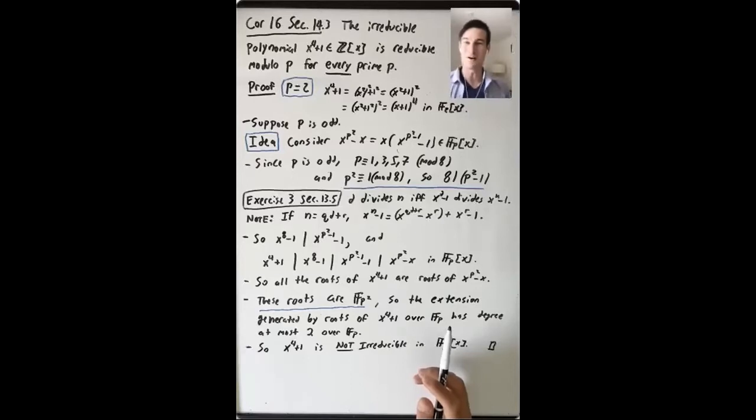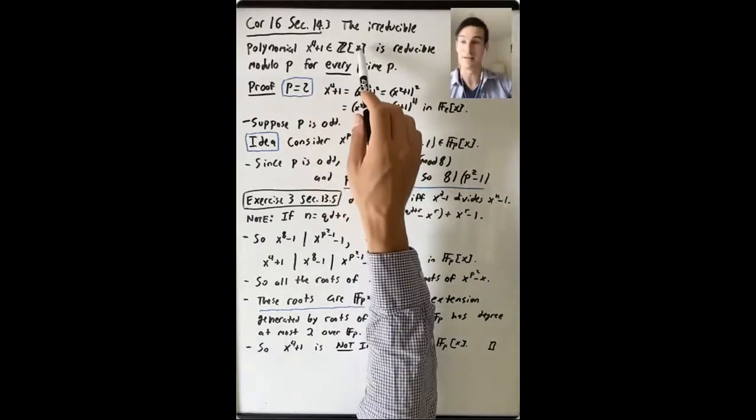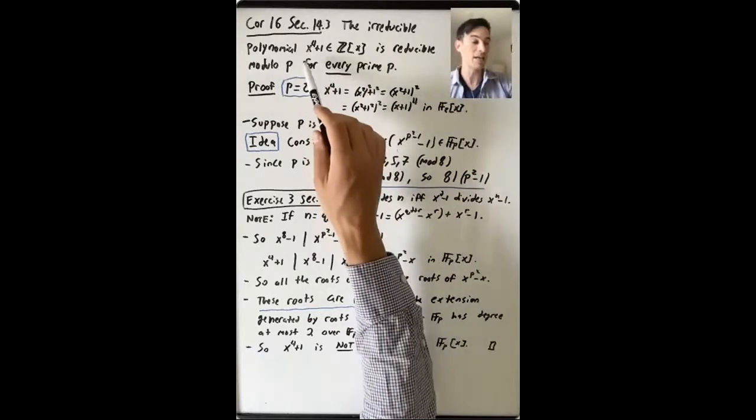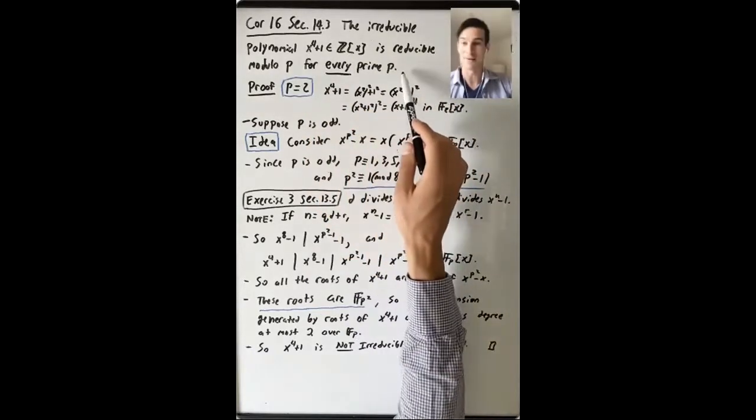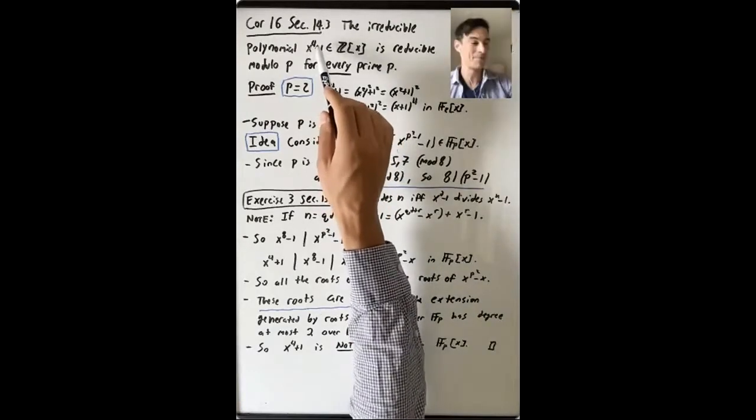We'll start this video by proving a neat application of the finite field material we've developed so far. So this is corollary 16 in section 14.3. It says the irreducible polynomial x^4 + 1 in Z[x] is reducible mod p for every prime p. Okay, so first, remember this is kind of a nice example.